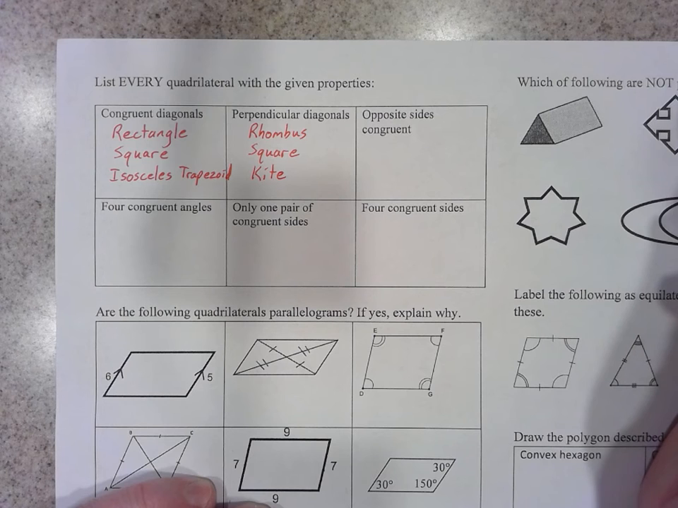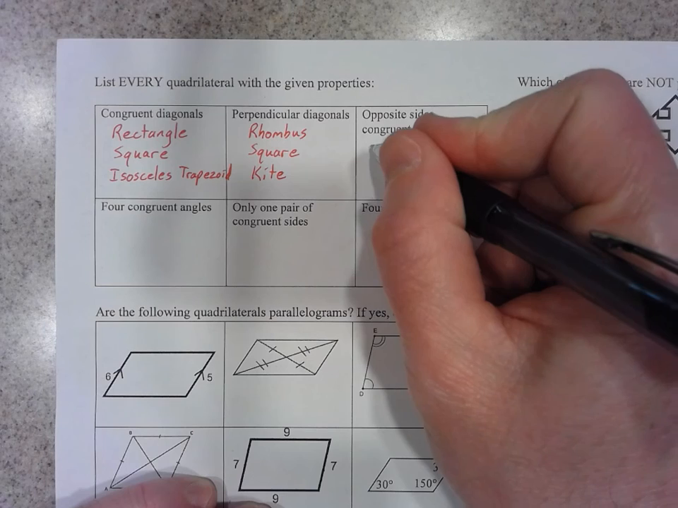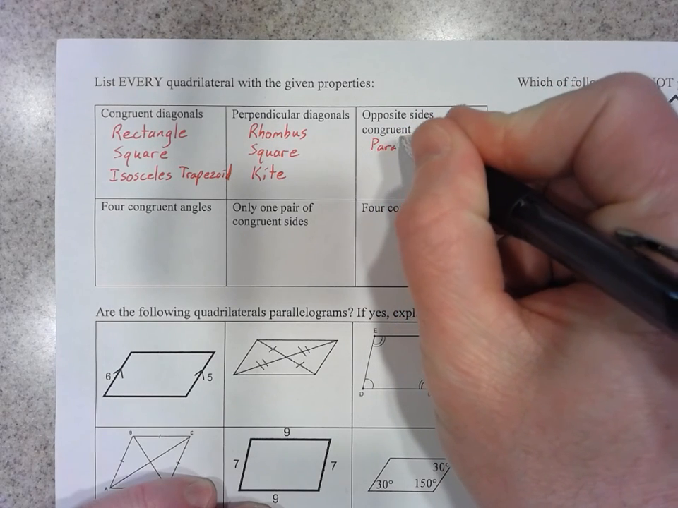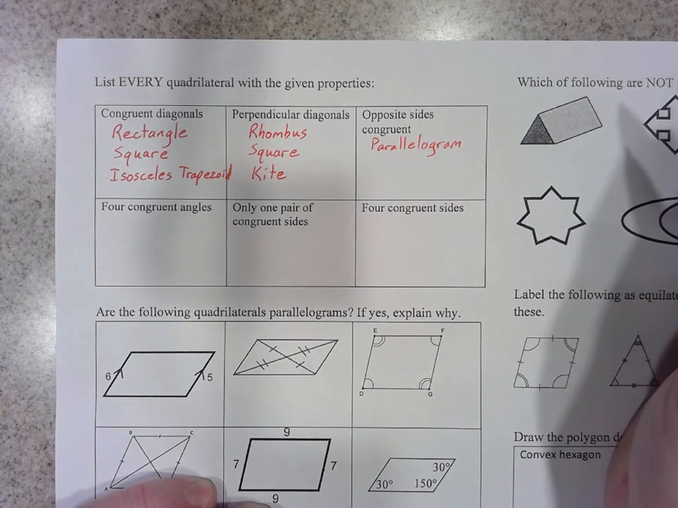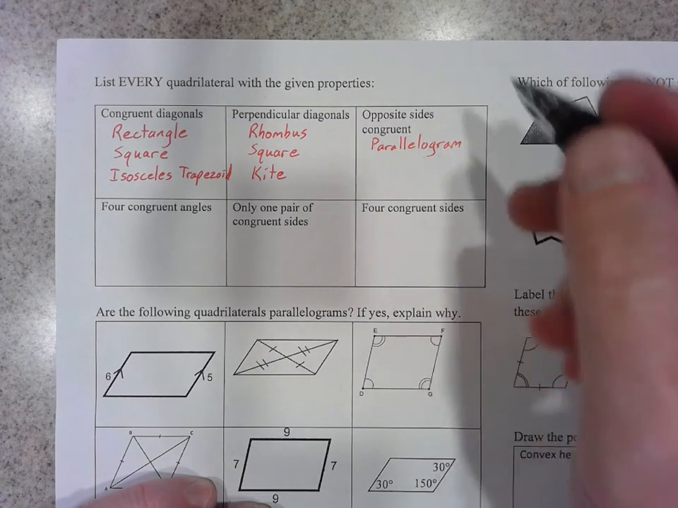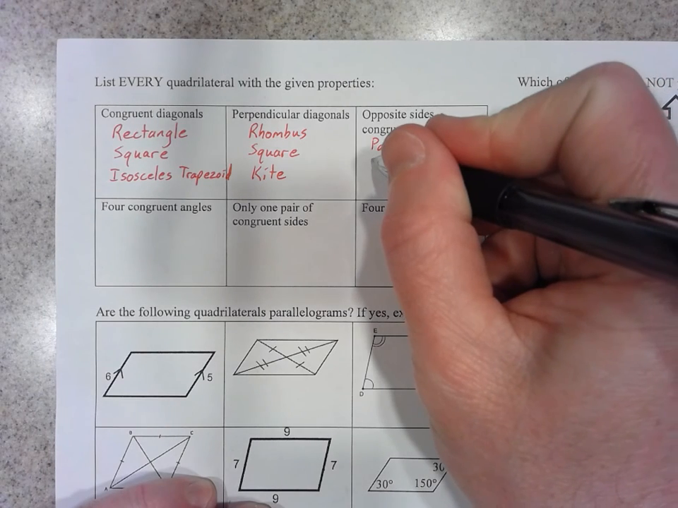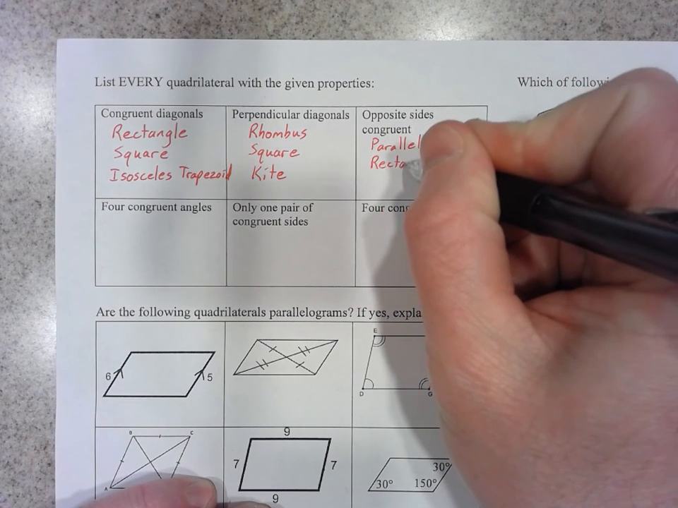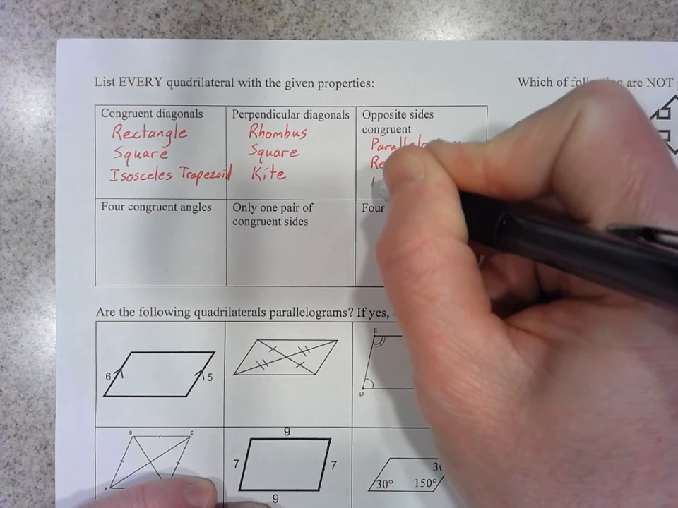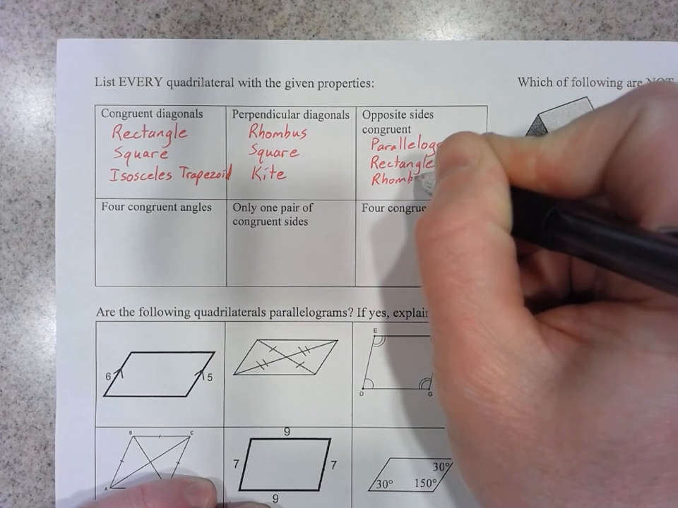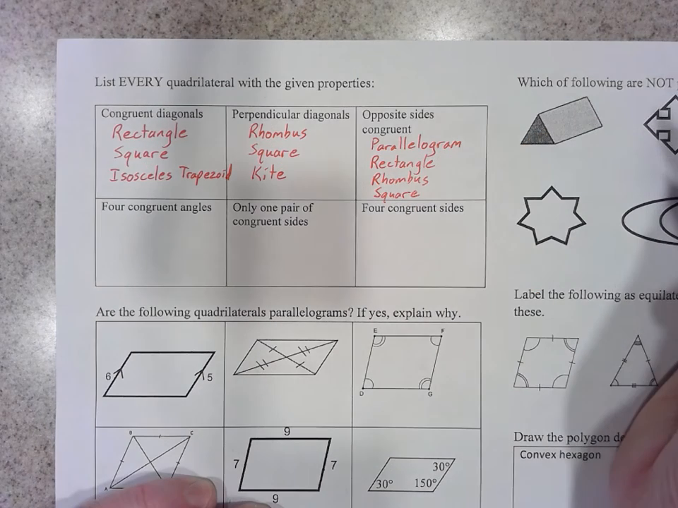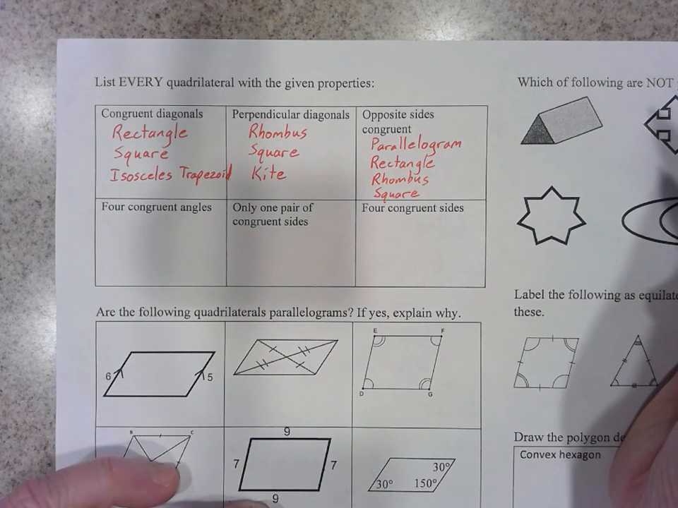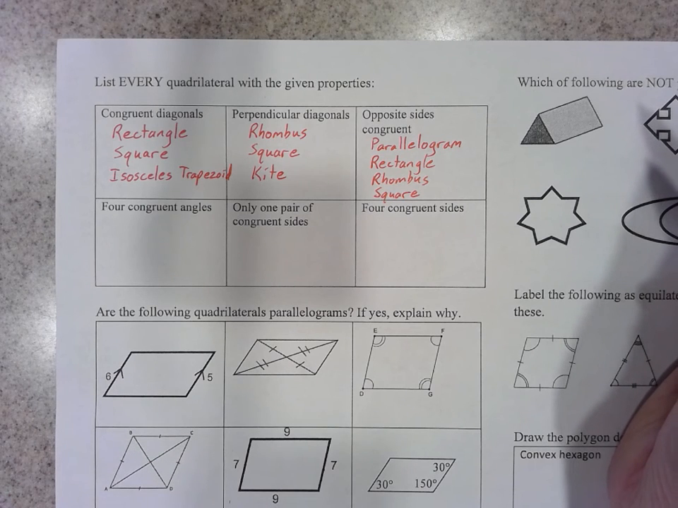Opposite sides are congruent. So the opposite sides are congruent in every parallelogram. In fact, that's one of the characteristics that makes it a parallelogram. And so if it's true for a parallelogram, that means that it is also true for a rectangle and a rhombus and a square. But because it makes it a parallelogram, it will not be true for trapezoids or kites.